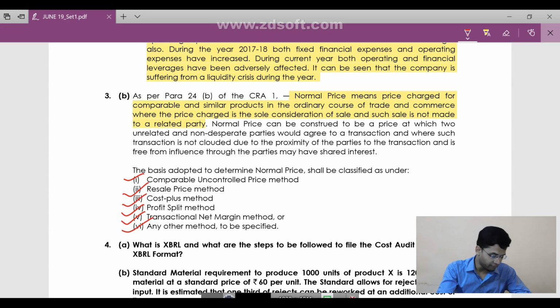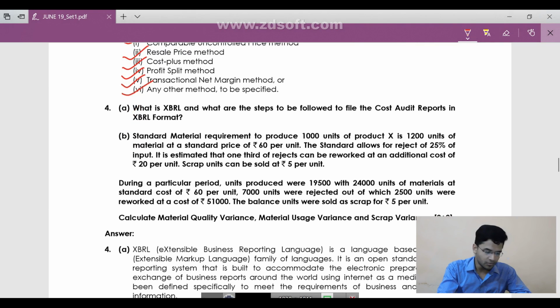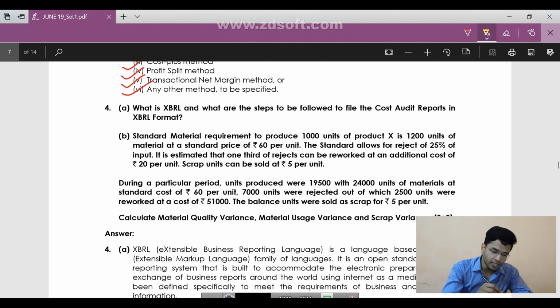So the next question is question number 4. Question number 4 deals with XBRL, guys, Extensible Business Reporting Language, in which we have to report our cost audit reports. So I hope you've done this aspect pretty well, so I'm not going into detail of this aspect. You have to determine the steps which are there in the XBRL process. So 4A is related to XBRL.